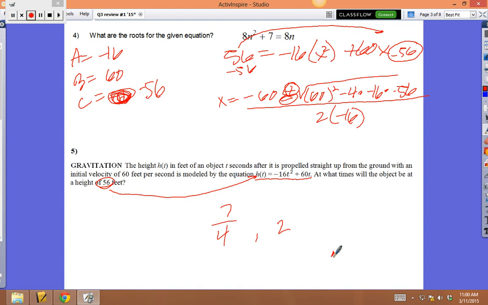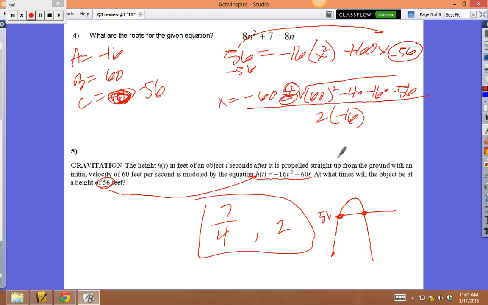So if I shoot it, that's going to be once going up. So here, let's say 56 is right here. And when it maxes out and turns around and comes down, it's going to hit 56 twice, once on its way up and once on its way down. On its way up is 7/4 of a second. On its way down is at 2 seconds. So those are the times that the object reaches 56 feet.